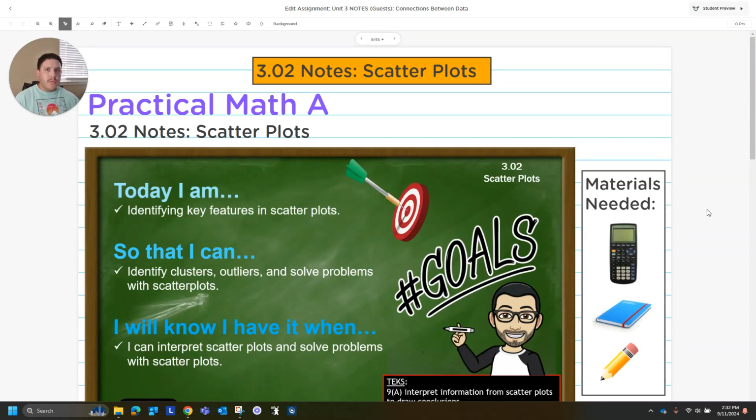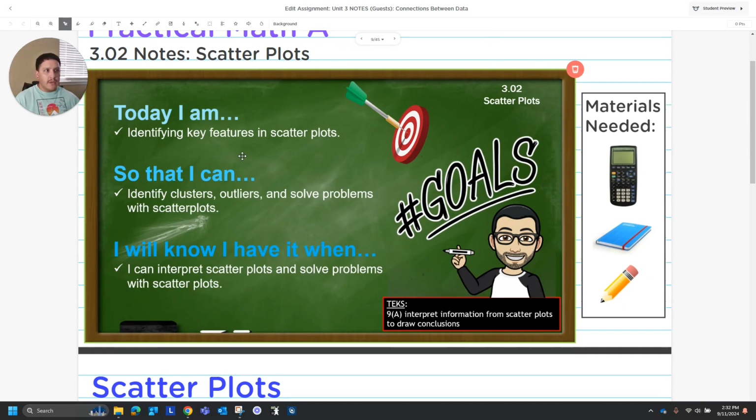This is section 3.02 of the Unit 3 notes, scatterplots. Today I am, as in you are the student, identifying key features in scatterplots so that I can identify clusters, outliers, and solve problems with scatterplots. I will know I have it when I can interpret scatterplots and solve problems with scatterplots. The specific TEKS we're looking at for today's lesson is 9A.